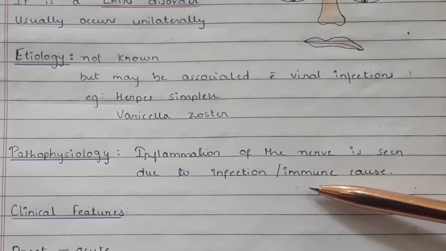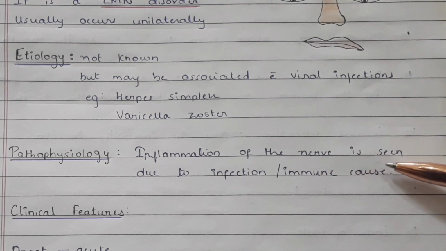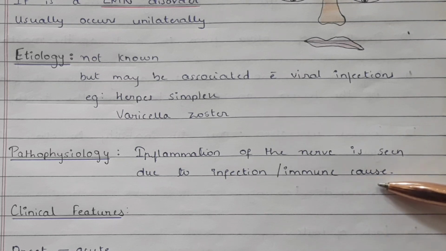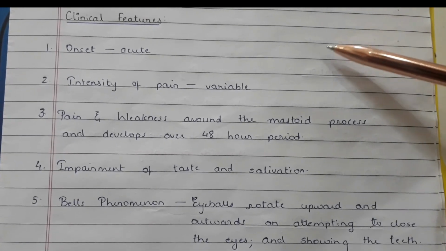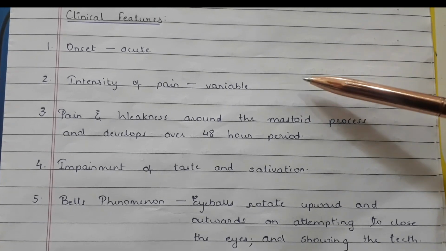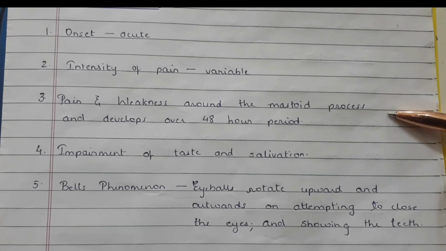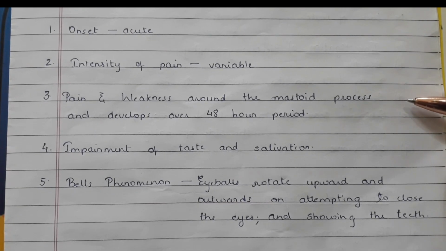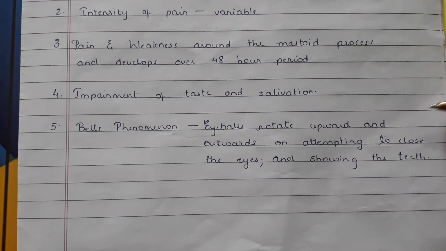Pathophysiology of Bell's palsy: inflammation of the nerve, that is the facial nerve, is seen due to infection or due to some immune cause. Clinical features of Bell's palsy: the onset is acute, intensity of pain is variable, pain and weakness around the mastoid process and develops over 48-hour period, impairment of taste and salivation.